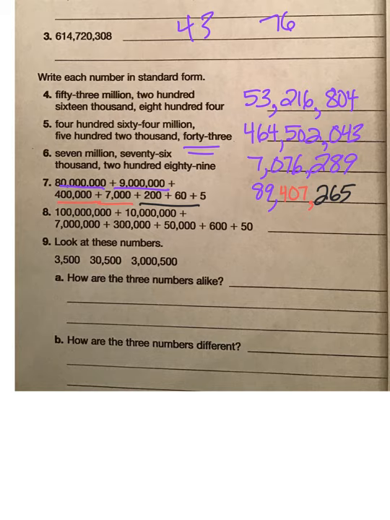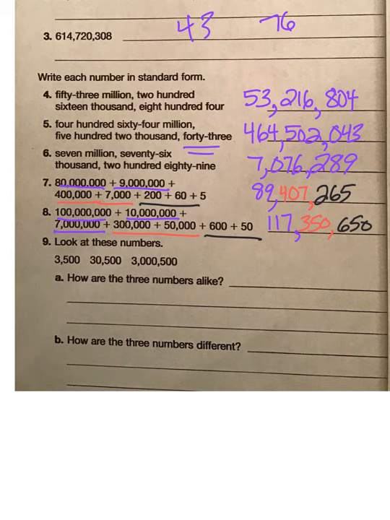For the next one, combining ones that are the same. So we have 100 million, and we have 10 million, and we have 7 million. So 100 million plus 10 million would be 110 million. 10 plus 7 would be 17. So this would be 117 million. We would then, of course, go to the thousands. 300,000 plus 50,000 is 350 in the thousands. And finally, 600 plus 50 is just 650.